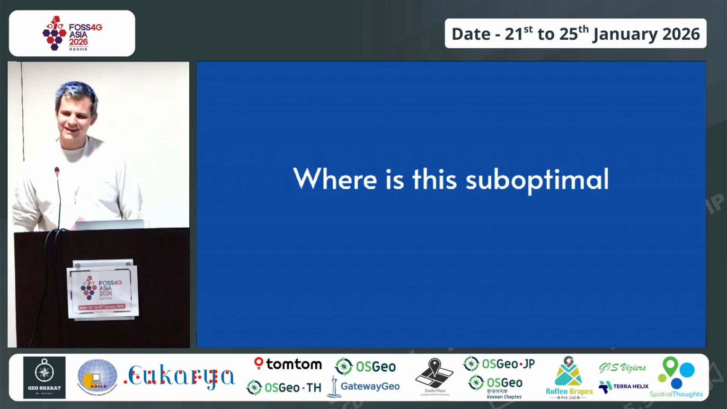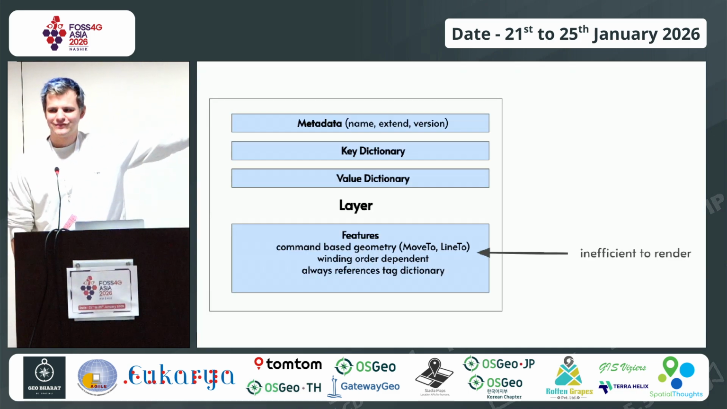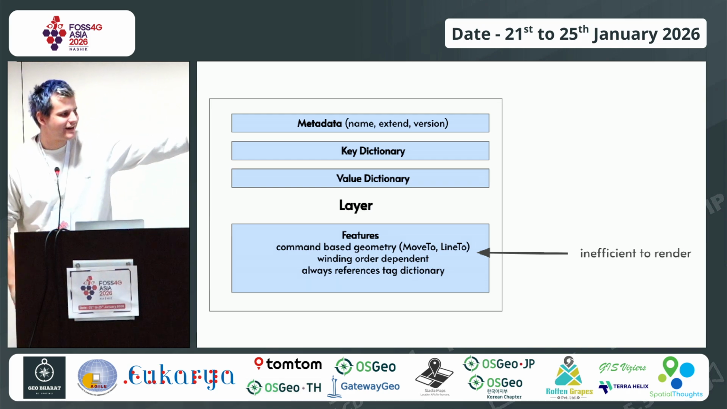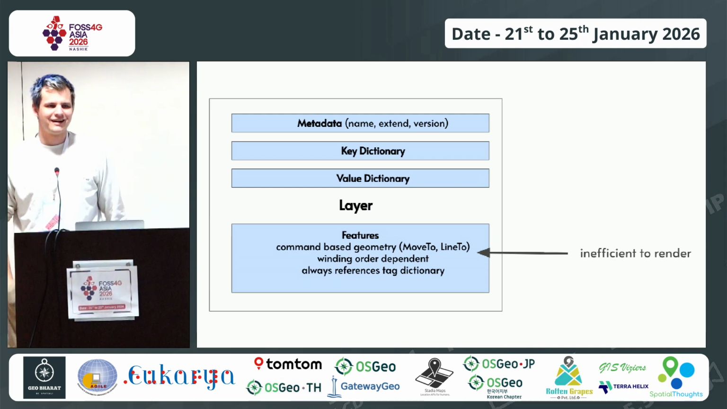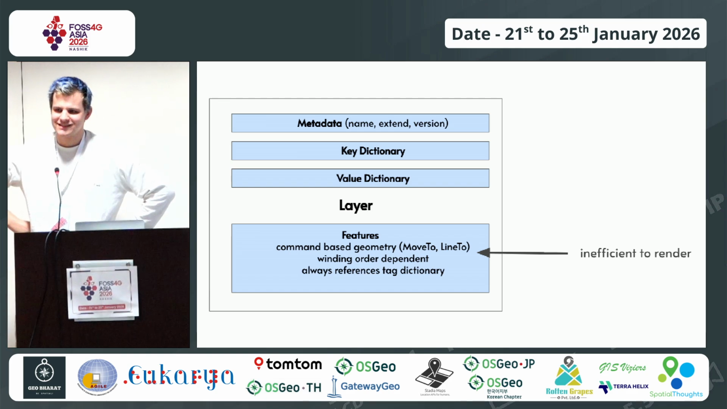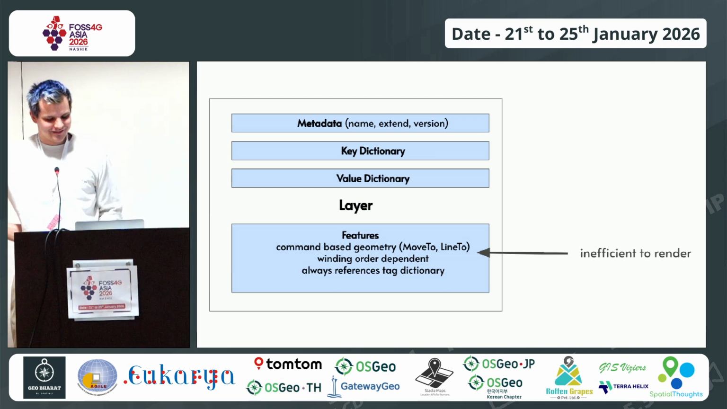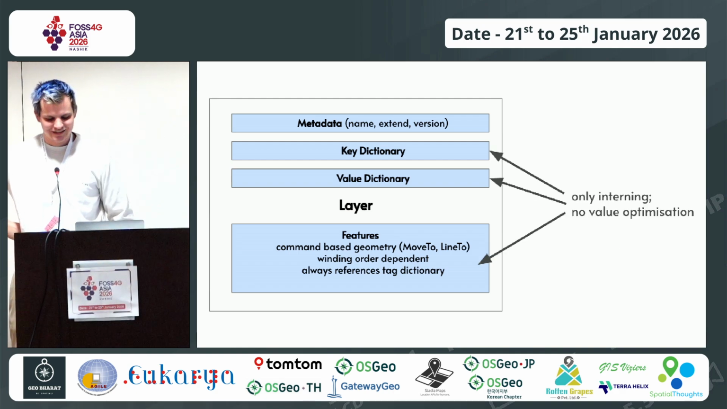Where is this actually suboptimal? Well, first of all, these features are inherently very hard to render. Like Mapbox can sing a song on that, likely. And this, frankly, is like shooting yourself in the foot a bit, and then complaining that you shot yourself in the foot. So that's one of the problems. And also this key and value interning.